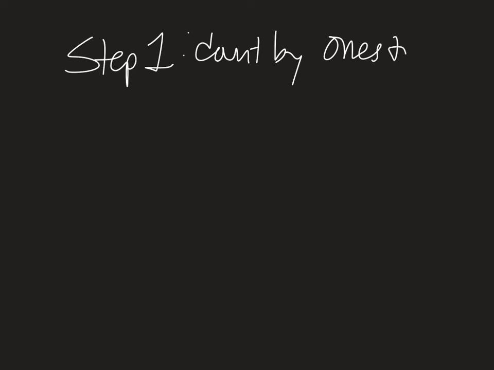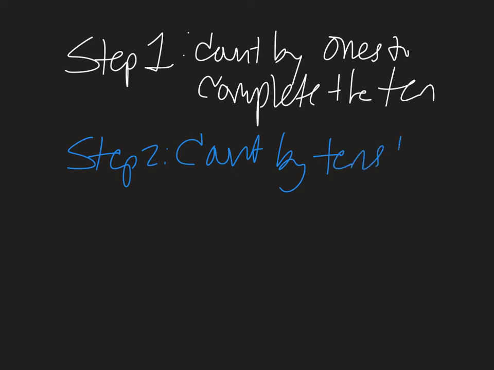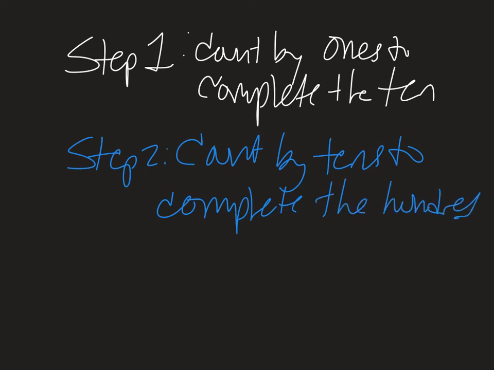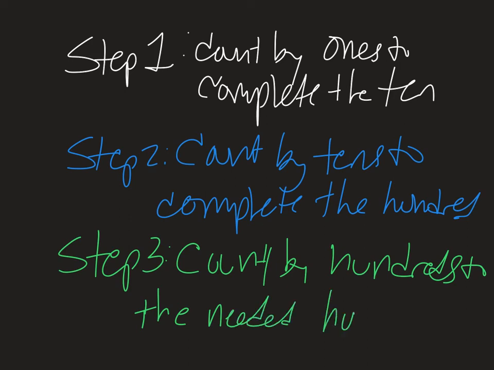We did our 3 steps. Step 1, count by ones to complete the 10. Step 2, count by tens to complete the 100. And finally, step 3, count by hundreds to the needed 100. And that's it. That's our 3 steps for counting up from one number to another.